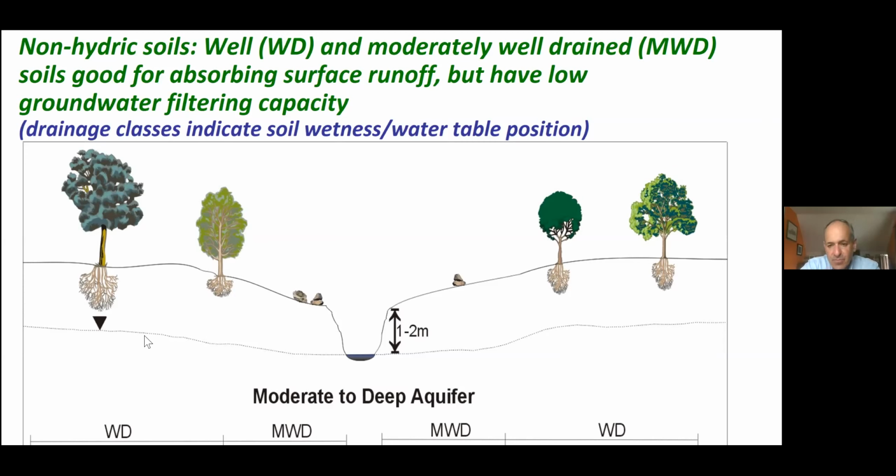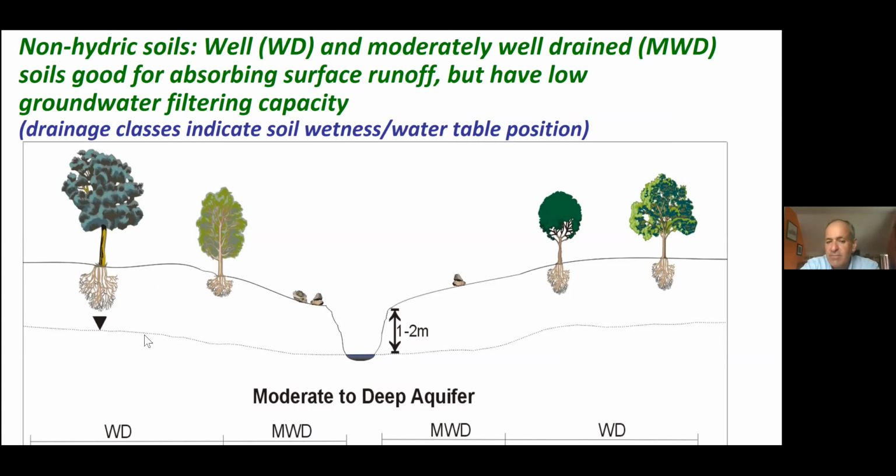And what that really means in a functional sense is that this is going to be great for absorbing runoff, but not so great for filtering groundwater. And so if you think about if runoff moves into a site like this, there's this big dry soil profile that's going to absorb that water. And depending on surface conditions, you'll get a lot of infiltration in a zone like that. And you'll get effective filtering of surface runoff.